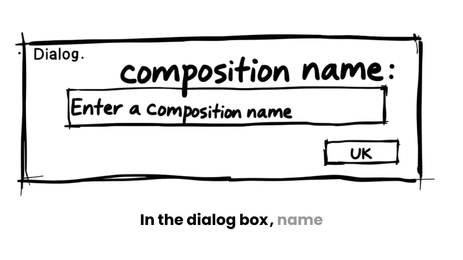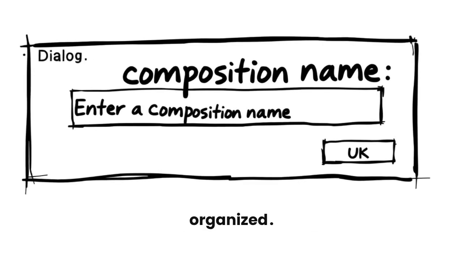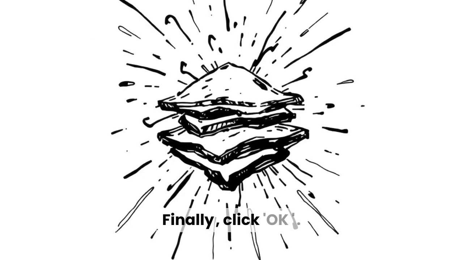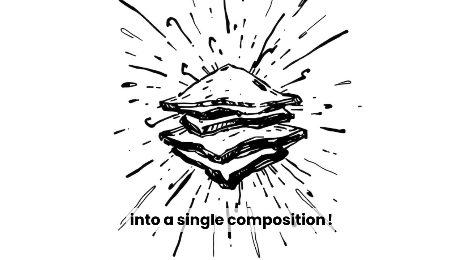In the dialog box, name your new composition. This helps keep your project organized. Finally, click OK. Your layers are now merged into a single composition.